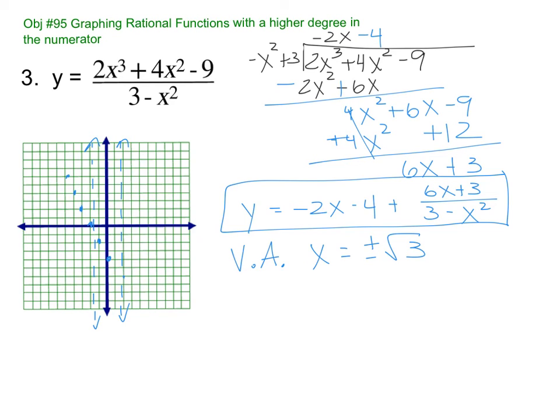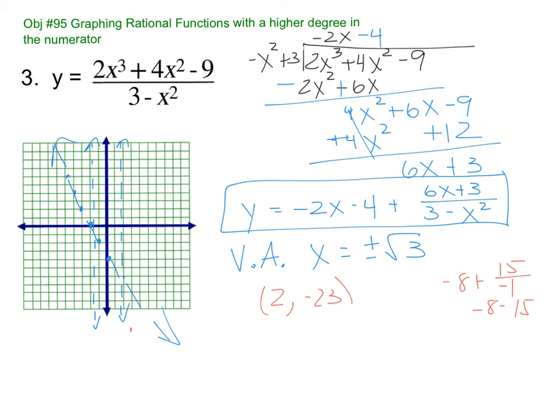These are complicated. If you're like, oh crap, Miss Fazone, this is rough, I agree with you. This is rough. All right, so now we need some points to figure out where these graphs are. I'm going to plug in 2. Let's start with 2. All right, if I plug in 2, I get negative 8 plus 12, 15 over negative 1. Negative 8 minus 15, so negative 23. All right, so 2, negative 23.